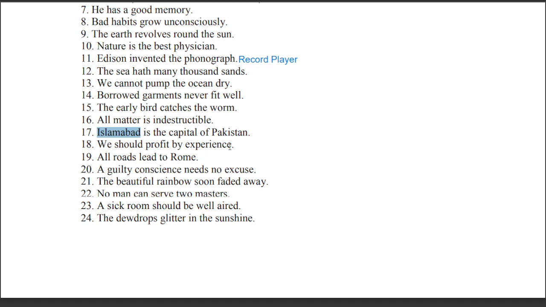We should profit by experience. We is naming persons, people. So we is the subject, and something is being said about this subject, which is indicated by should profit by experience. So should profit by experience is the predicate, while we is the subject.